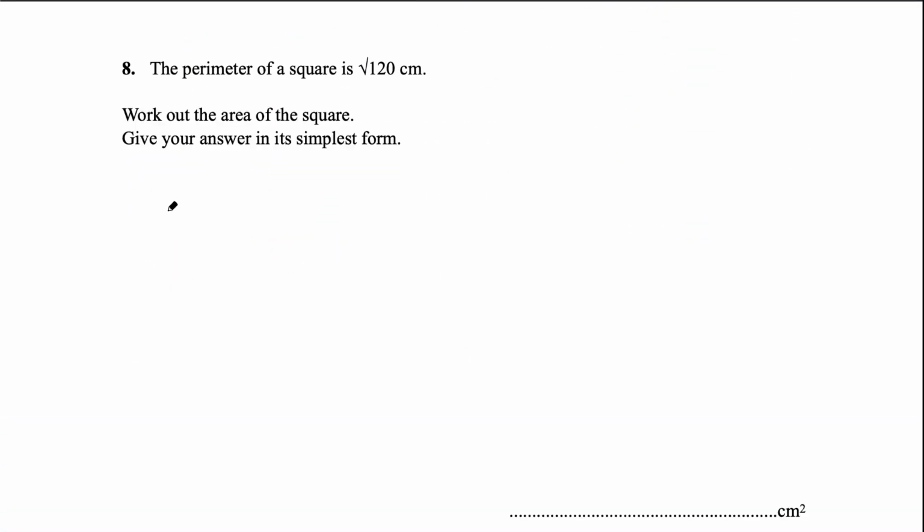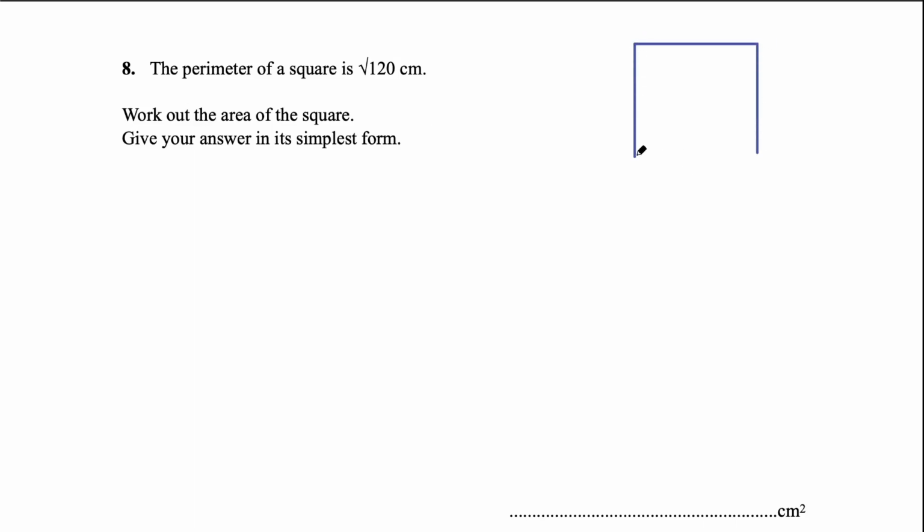Question 8 says the perimeter of a square is the square root of 120 centimeters. Work out the area of the square. Give your answer in its simplest form. So perimeter, don't get confused with area. Perimeter is the length of the outside of the square.